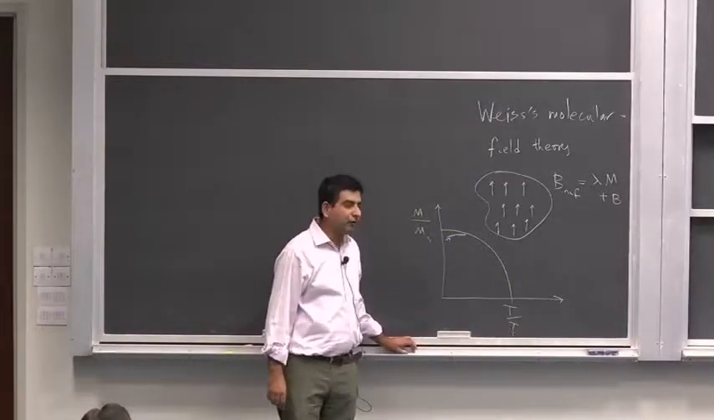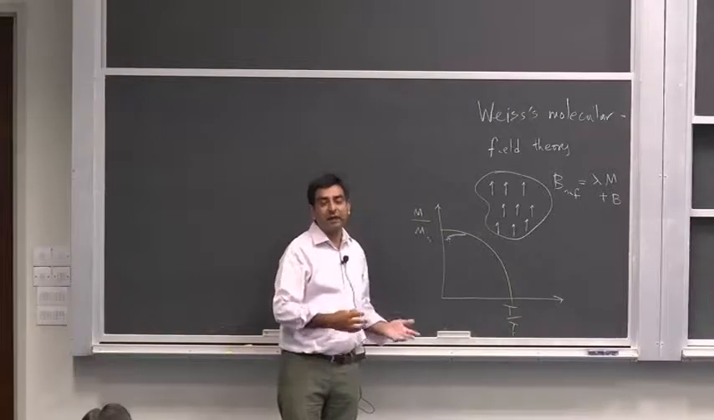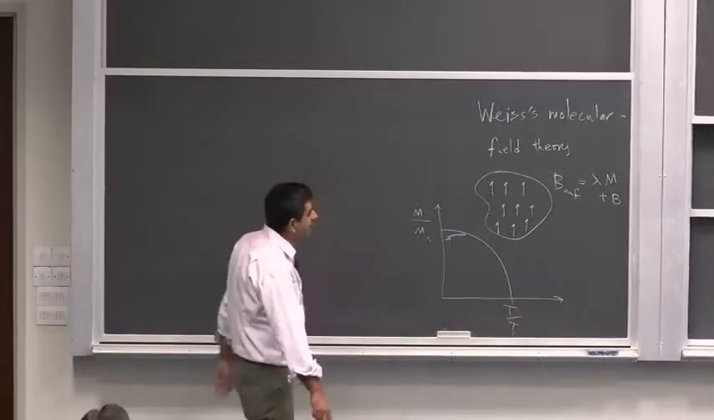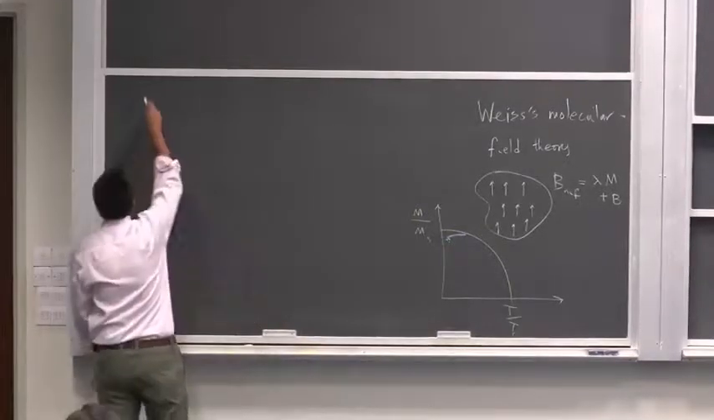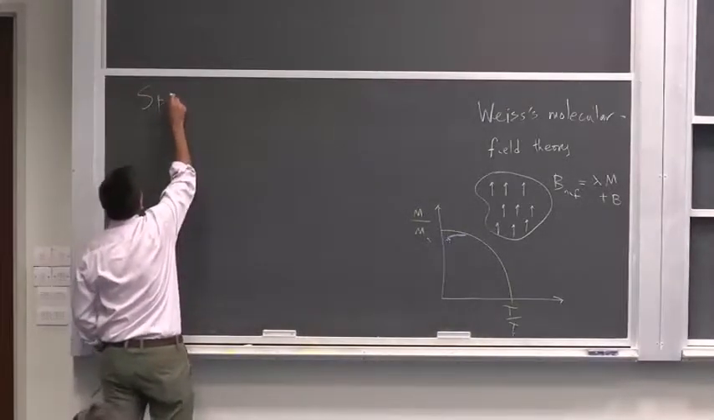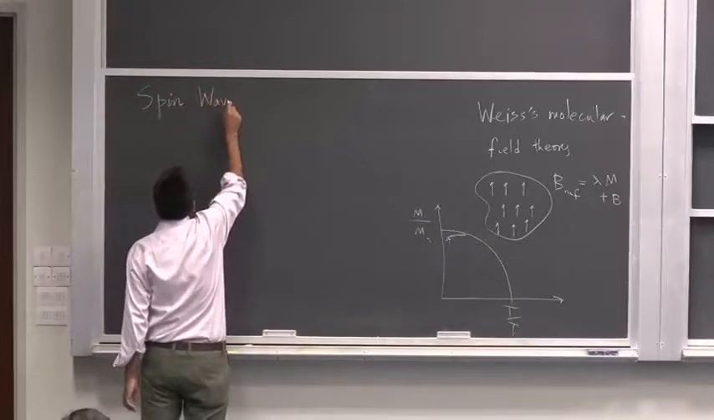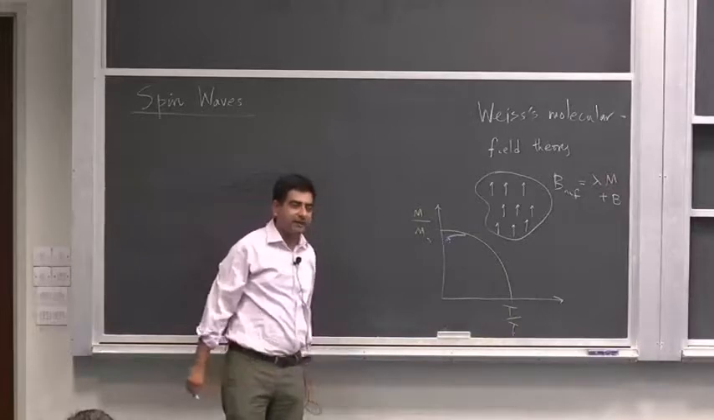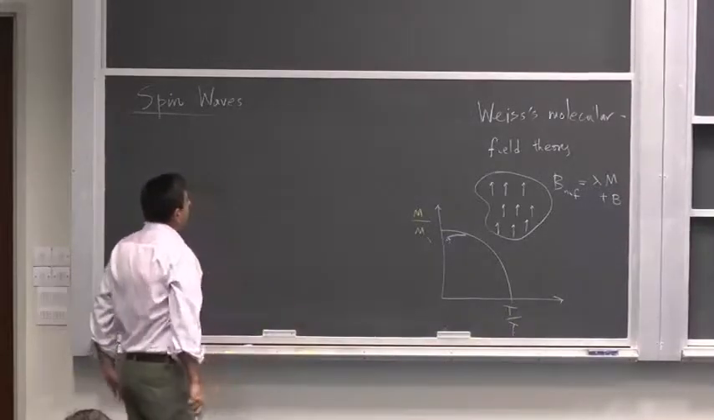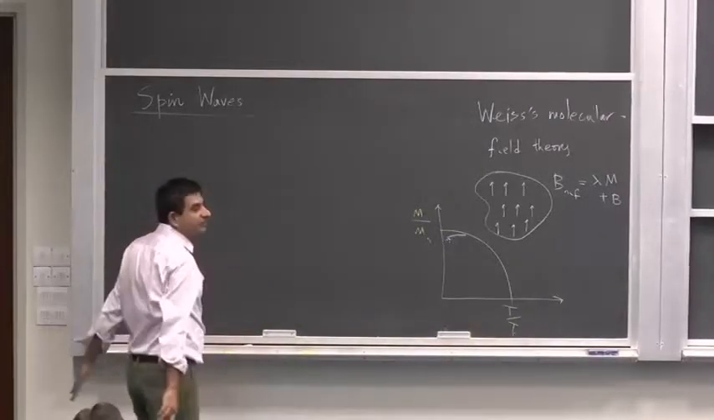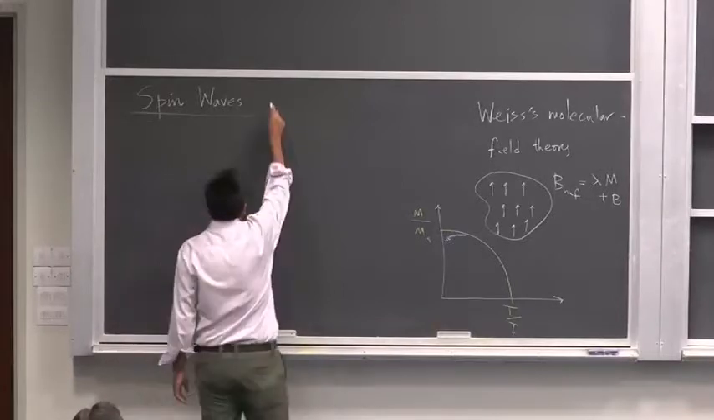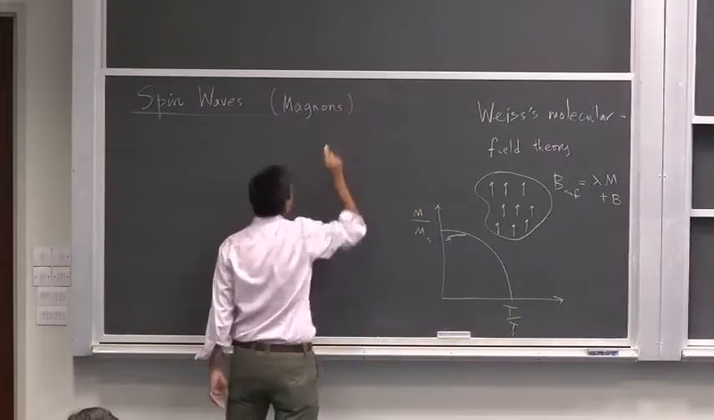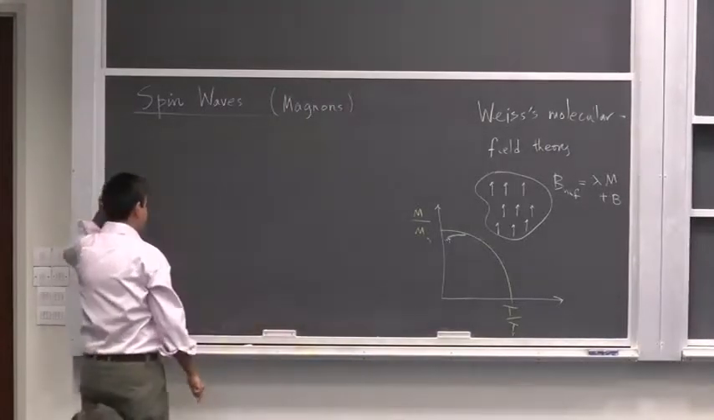Now, in order to overcome these handicaps, a more refined model is necessary, and that is the model of spin waves. This model can describe ferromagnets and antiferromagnets. Now, in order to introduce spin waves and magnons, what we need to understand is the following.